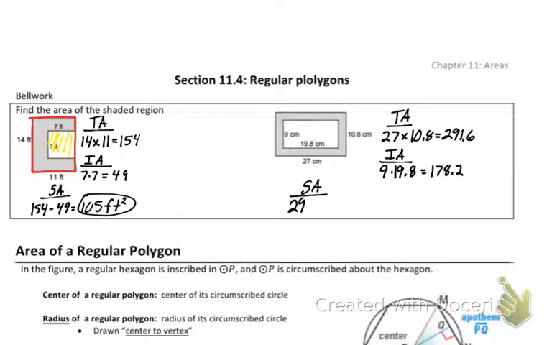Okay, so that means my shaded area, let's call it SA, is giving me my total area minus 178.2. And what does that come out to? Brian? 113.4. Thank you, Brian.